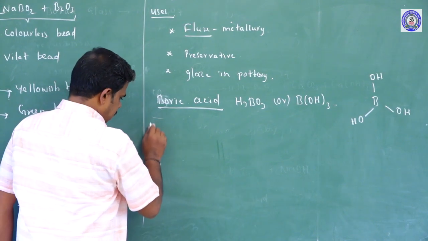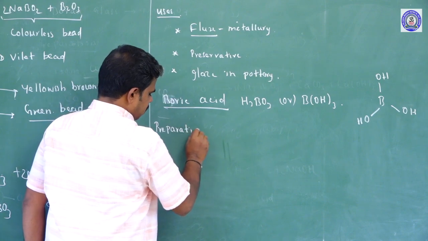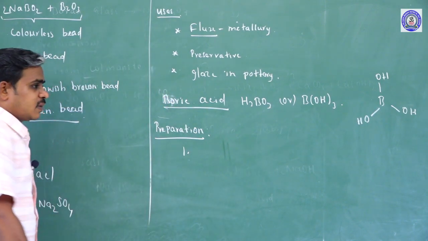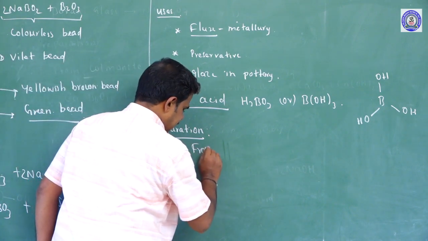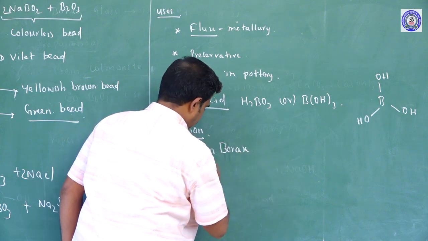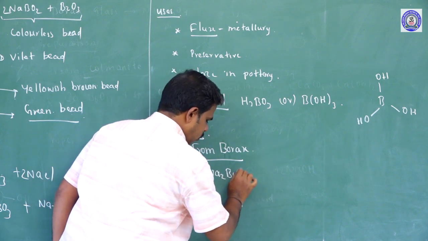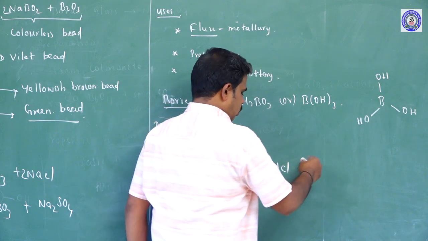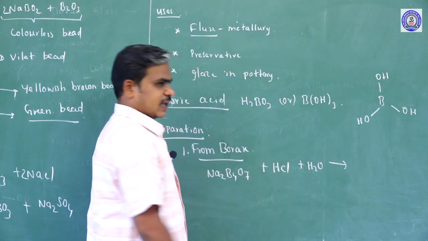How will you prepare this orthoboric acid? So, the preparation methods. The first preparation method is from borax. Borax is Na2B4O7, and it is treated with hydrochloric acid and water, and boric acid is prepared.